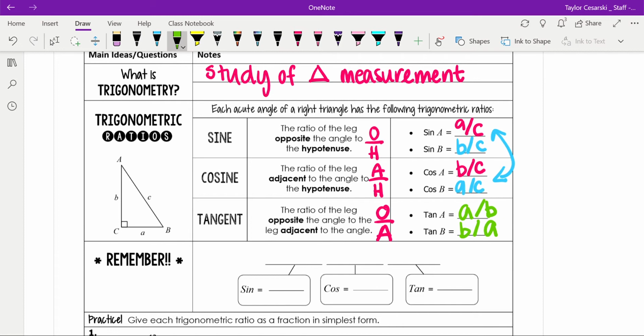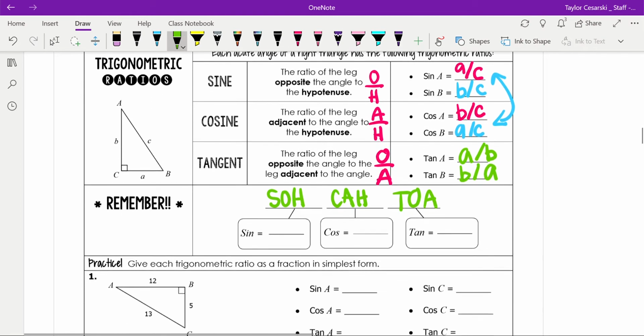So you might remember, the easiest way to remember this is kind of an acronym. It's called SOHCAHTOA. Make sure you spell it right, or it doesn't really help. So sine, which is the S, is opposite over hypotenuse. Cosine, the C, is adjacent over hypotenuse. And tangent, the T, is opposite over adjacent.